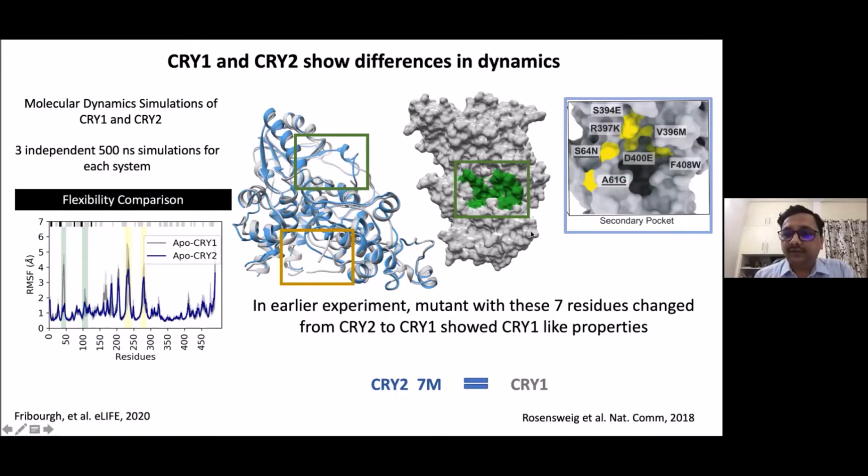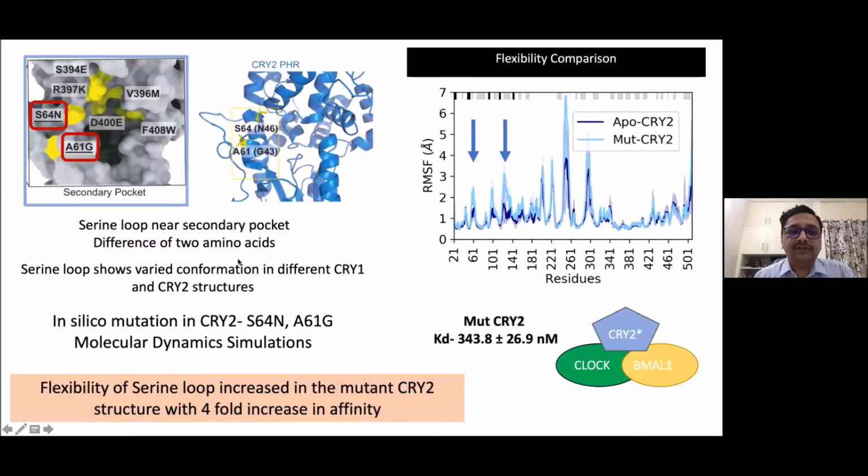In an earlier study, in fact, another group had actually shown that around 7 mutations around this pocket, if you mutate 7 of these residues in Cry2 to be like Cry1, then it starts behaving like Cry1 in in vitro experiments. So I was more interested in 2 of these mutations which were lying on the loop, which I found was showing difference in the dynamics. So I mutated these 2 residues in that loop, and what we could see is that mutating just these 2 residues actually leads to a difference in the dynamics of mutated as well as apo Cry2. My collaborator also performed experiments on these double mutants and found that indeed just mutating these 2 residues leads to a 4-fold increase in the affinity of this mutated Cry2.